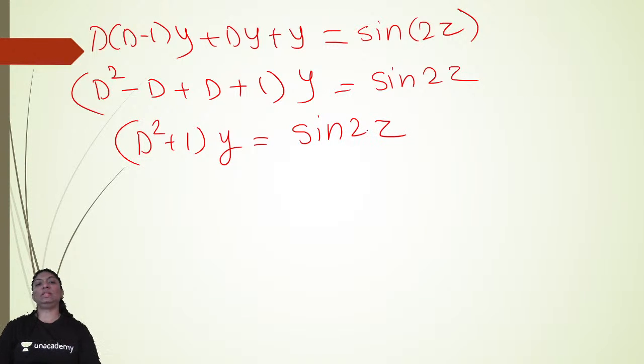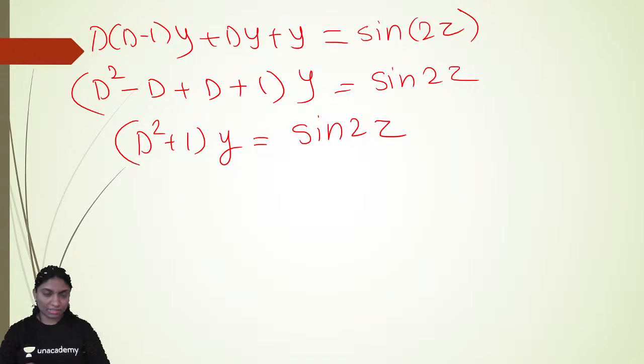d square plus 1 of y is equal to sine 2z. So what you will get? D square plus 1 of y is equal to sine 2z. It means this differential equation is converted into a linear differential equation with constant coefficient. Now f of z is sine 2z, and here we will apply rule 2 to find the solution for this linear differential equation.